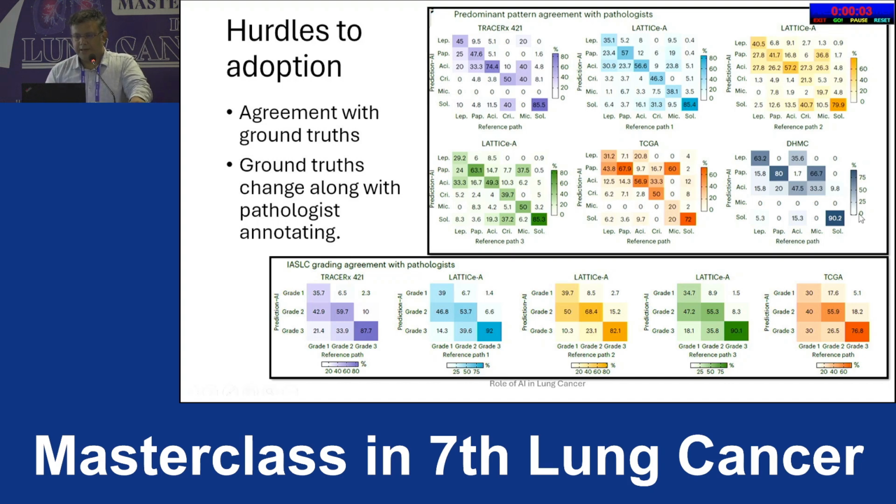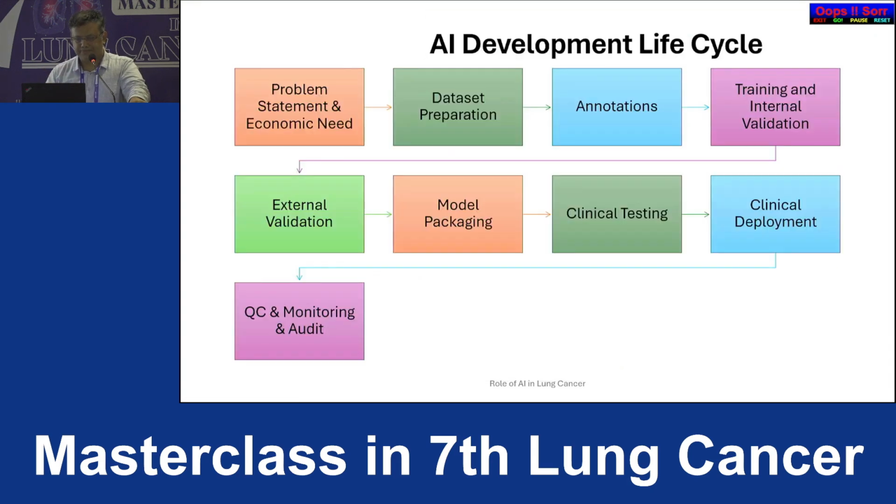Then the variation with the reference standard starts increasing dramatically. So for example, if you see the variation in these different data sets, it did not exceed more than 40 to 50% in most of the scenarios. So the agreement was a problem.